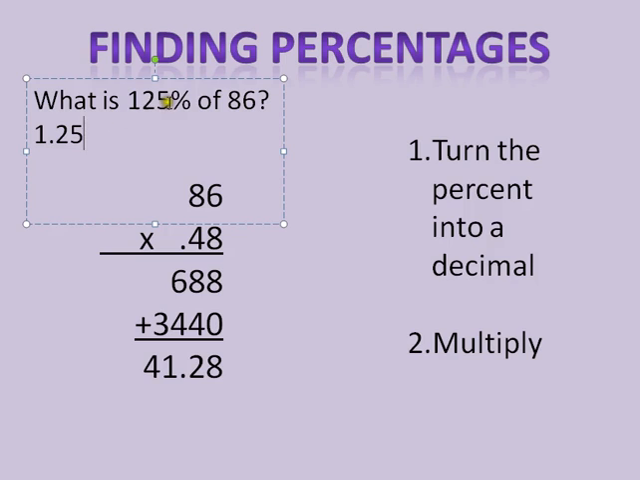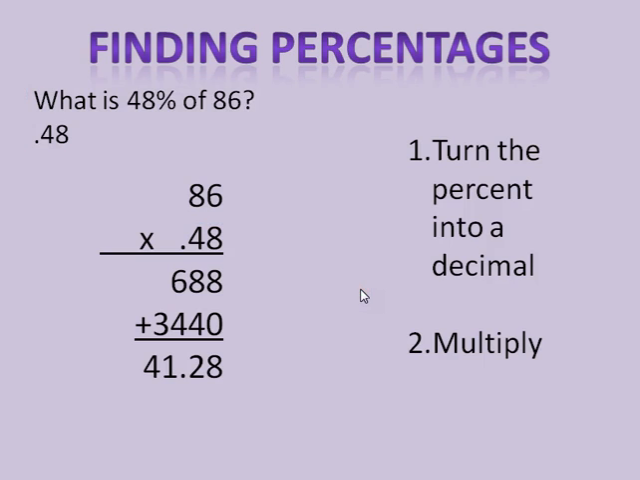But in this case, it was 48%. So we move it over twice. That puts it at the front of the number, 0.48. Okay? So anytime you have a percent and you're trying to find a percent of another number, turn the percent into a decimal, and then you multiply it.